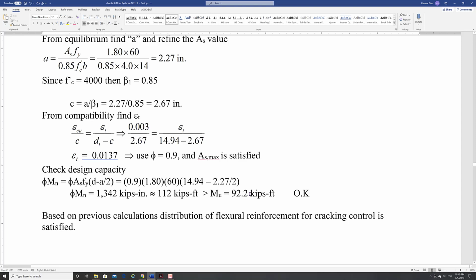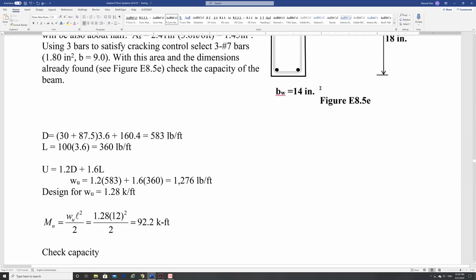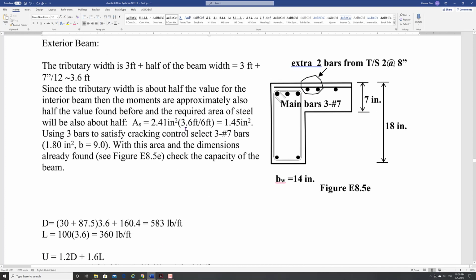So that's it. So notice that I didn't do much work on this design of my exterior beam. I just went and used a ratio, right? Because that ratio will give me the ratio of the load pretty much, right? And then I pick a set of bars, and then I made the design more of a checking rather than a design, right? Because I already had everything.